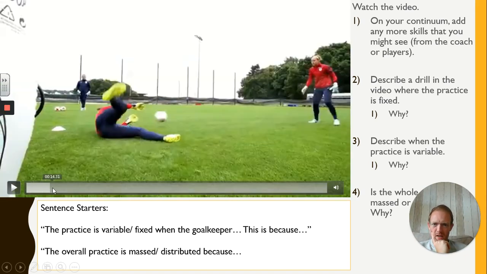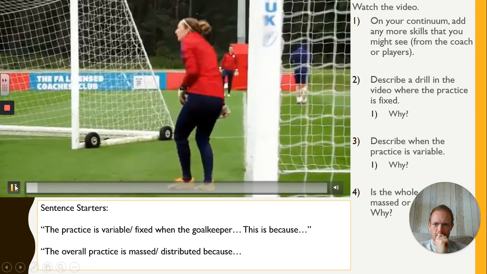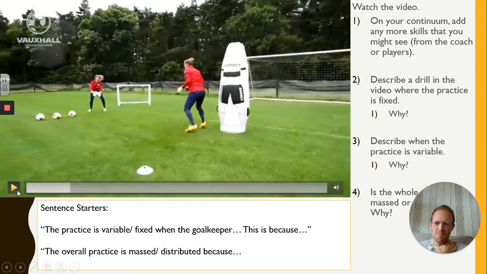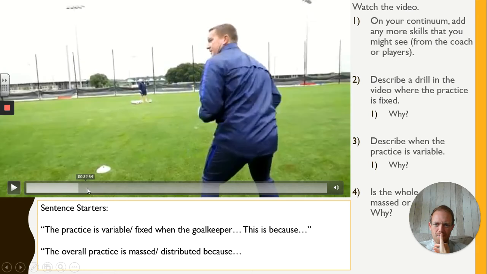So when we saw this session where the coach was throwing it at the goalkeeper, the same thing was happening over and over again. There was nothing that was going to surprise the goalkeeper, really. She was receiving the ball in the same place. So that's fixed. That's pretty spot on. And that's a closed skill situation. And because closed and open skills are on a continuum, you can see why fixed and variable would be as well.